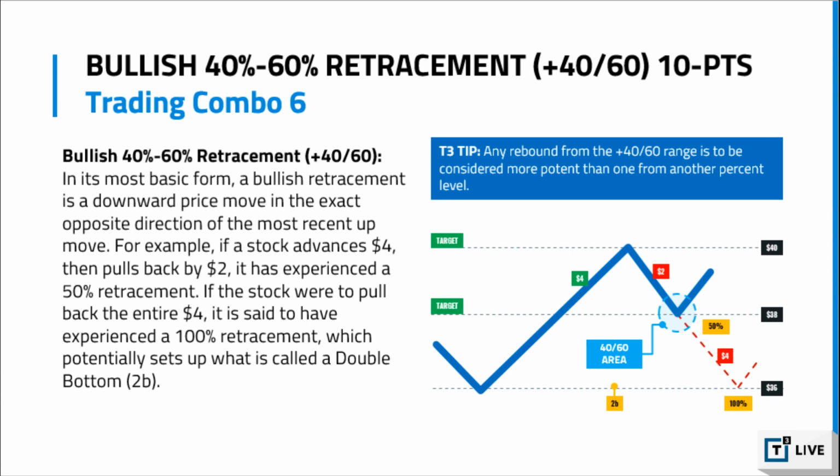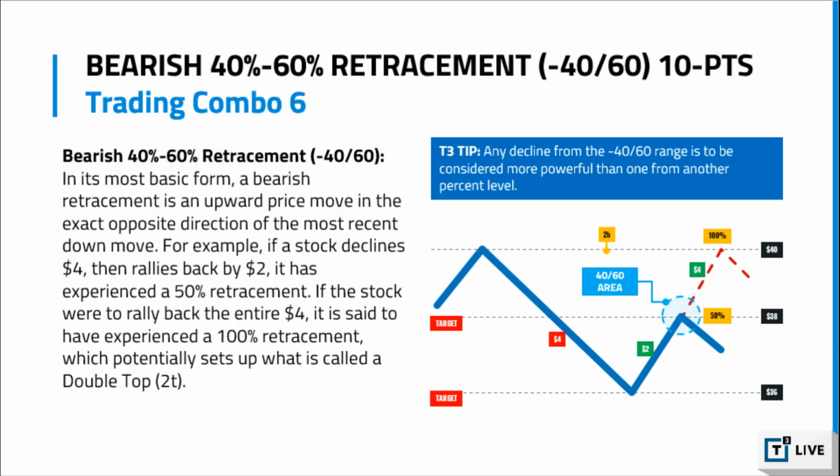If it's a sideways trend, you want a 100% retracement. If it's a base, you want the stock to be at the bottom of the base. You don't want to be buying it in the middle of the base. Okay? But if it's an uptrend, we want it to stay at the 40-60% retracement. The bearish 40-60% is the same way. If the stock drops from $40 to 36 and goes back up to 38, that's 50%. It's inside of the 40-60% zone. You get 10 extra points.